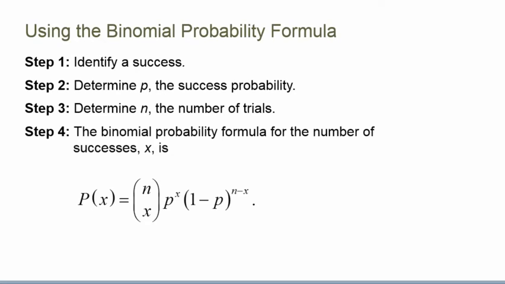Step 4, the binomial probability formula for the number of successes X is probability of X equals N choose X times P to the X, parentheses 1 minus P to the N minus X.